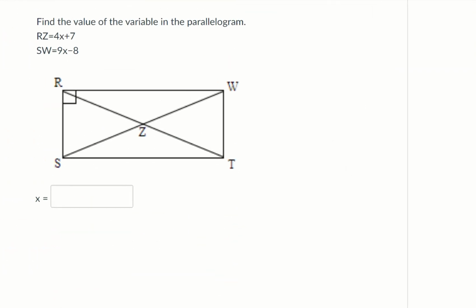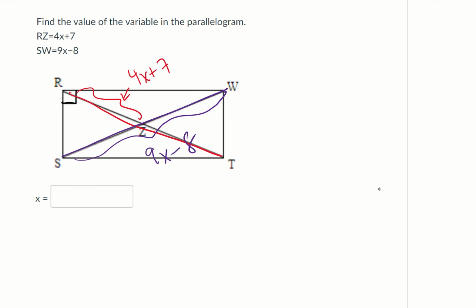Find the value of the variable in the parallelogram. So we have what looks to be a rectangle, we have a right angle here, and we have two diagonals, and those two diagonals should be the same length, because in a rectangle the diagonals are the same length. So this red diagonal is the same length as this purple diagonal. It's important to know. So RZ, this portion right here, is 4x plus 7. And we have SW, which the whole thing they gave us is 9x minus 8.